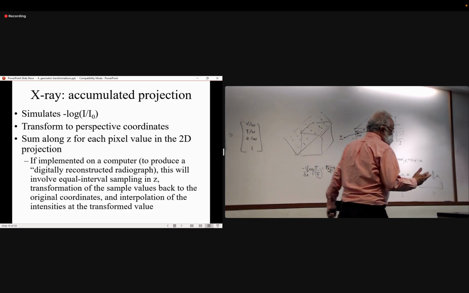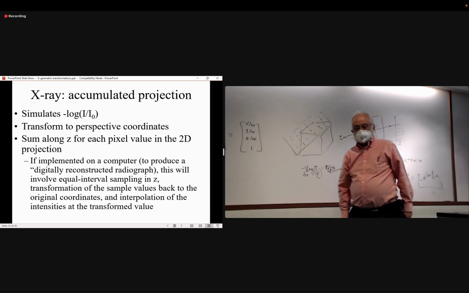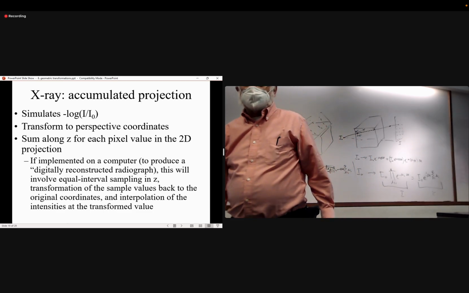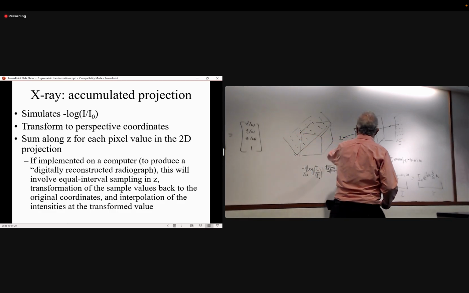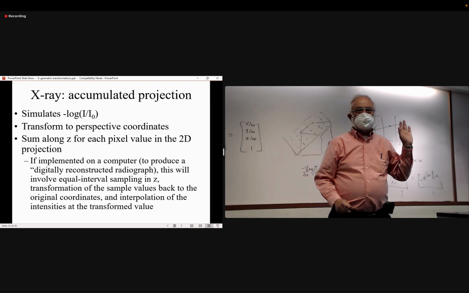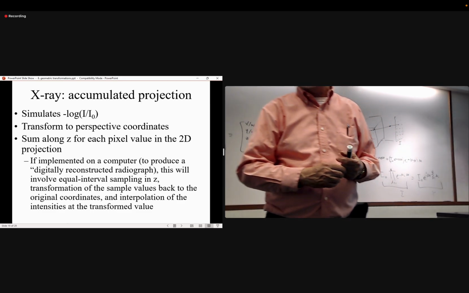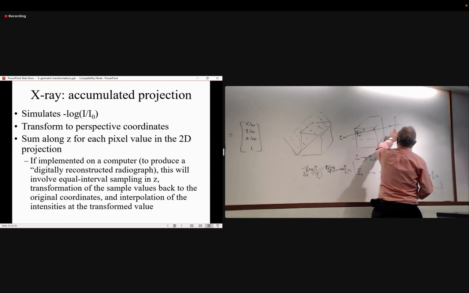Okay, so we can use these projections, these transformations, and they are also the transformations that you get from CT. Because in CT, this is exactly what you do. This particular form of CT is called cone beam CT. But anyway, you have an I0.